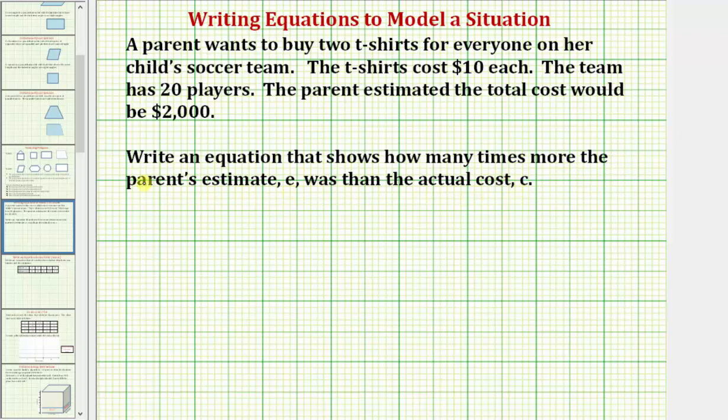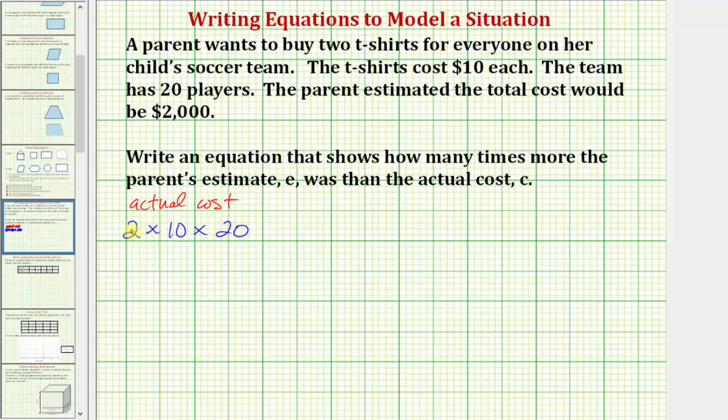cost C. So let's begin by determining the actual cost, and then we'll compare this to the estimate in order to write the equation. To determine the actual cost, we need to recognize that each player is going to get 2 t-shirts. Each t-shirt costs $10, and there are 20 players, which means the total cost is going to be 2, which is the number of t-shirts each player gets, times the cost per t-shirt, which is $10, times the number of players, which is 20.